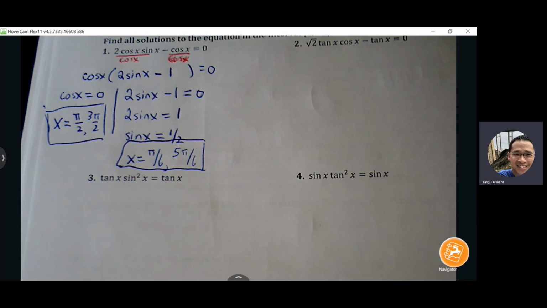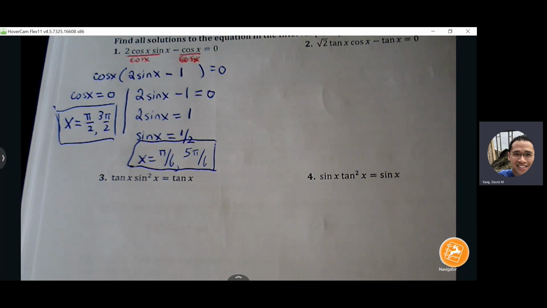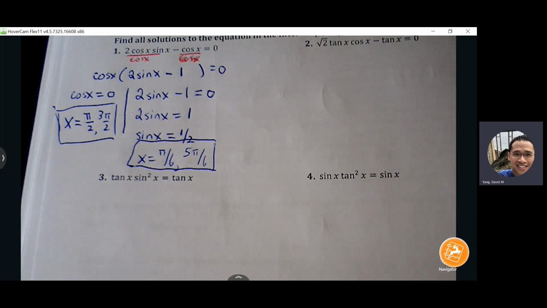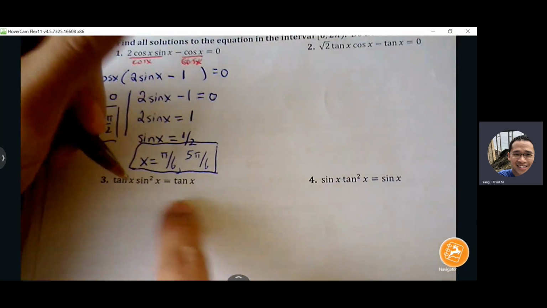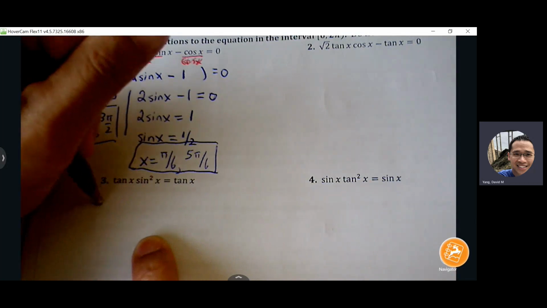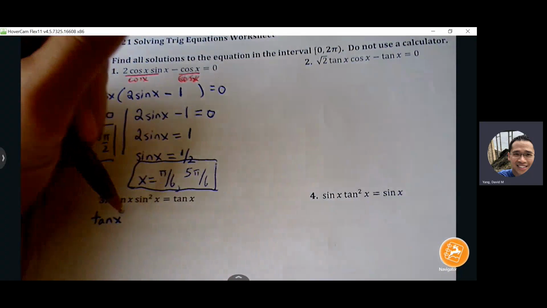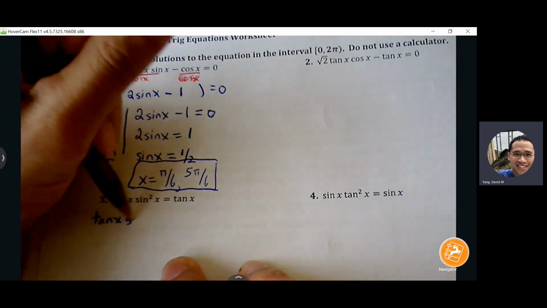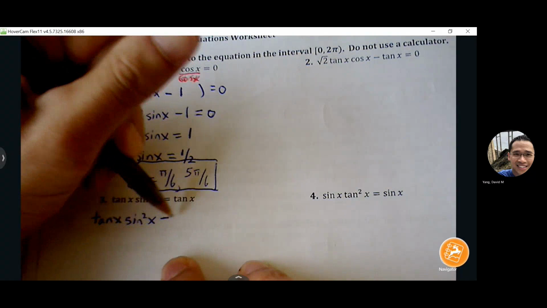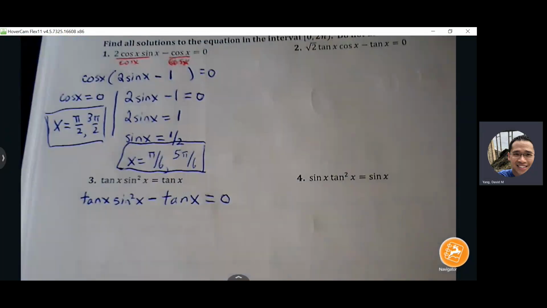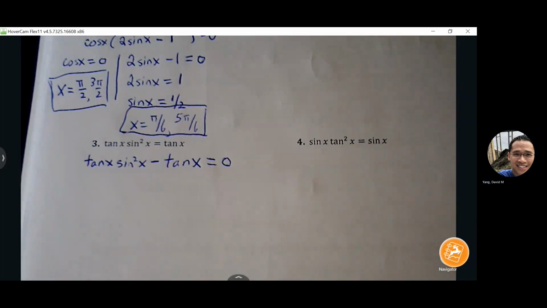Okay, number 3. What do you think we can do first? Yeah, so we got to think in terms of factoring. We don't want to divide. If we divide by tangent, algebraically is correct, but if we lose tangent, we lose some solutions. So before we take GCF though, let's bring everything over to one side, just like we did with number 1. And then once we have everything on the same side with the 0 showing up, I can take out a GCF. Right. So I'm going to move that tangent to the left side.